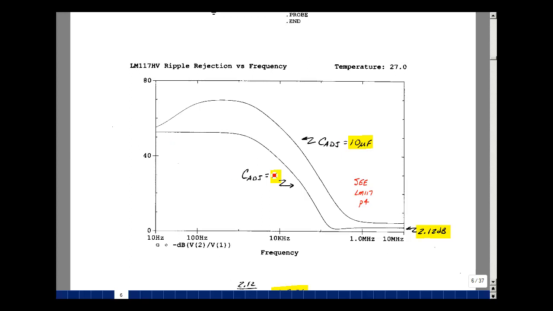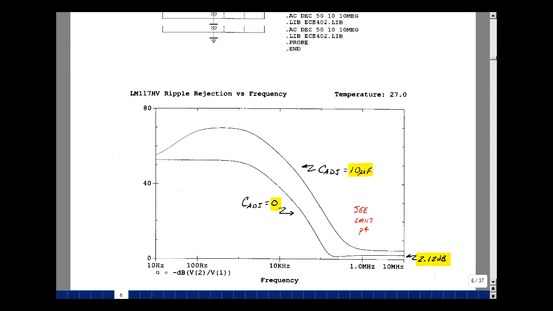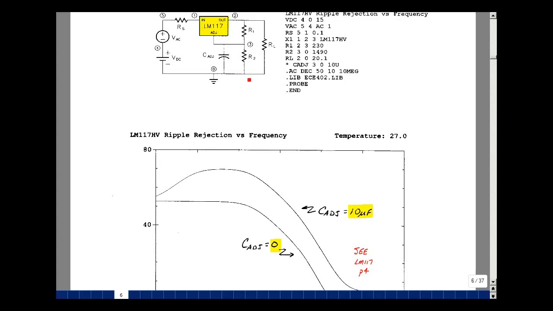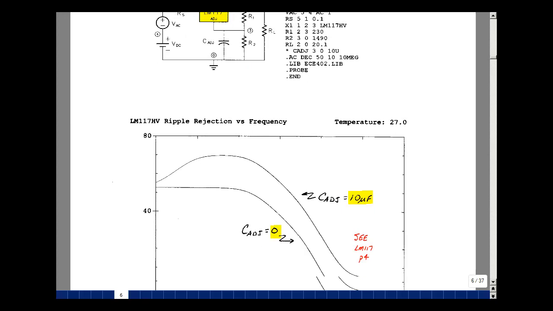Now, without adding the capacitor, you get a response that looks like this. Again, it's a frequency response. And this term over here is the value of the ripple rejection at high frequencies, and it was 2.12 dB in my simulation. Now, if you put a capacitor across the resistor R2, it does affect the ripple rejection, but it does cost more to put the part in.